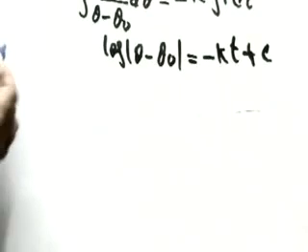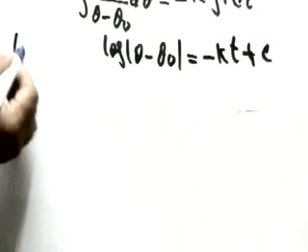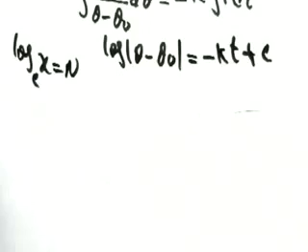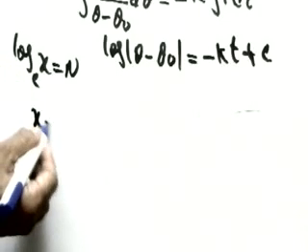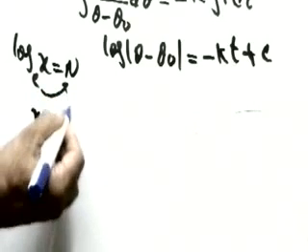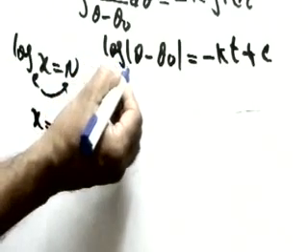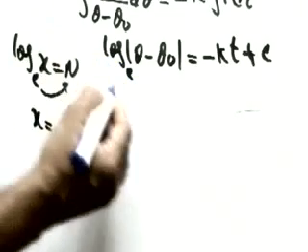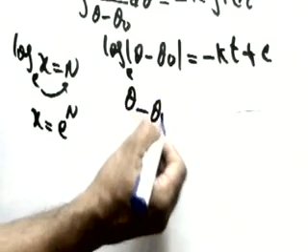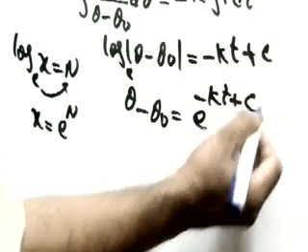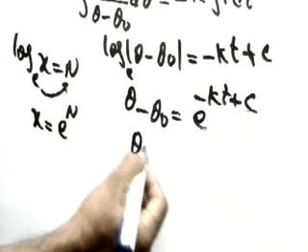Now the next step, watch carefully. The definition of log: suppose log x equals n, where we have base e. If you take out the log, then the base will go here, and it will be e power n. So using the definition of log, let me take out the log here, since we have the base e. What is left here? Theta minus theta naught equals e power minus kt plus c.